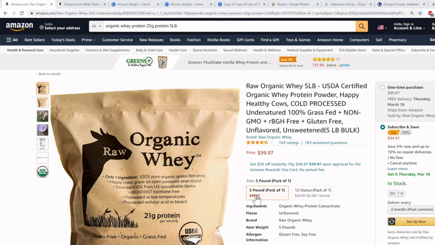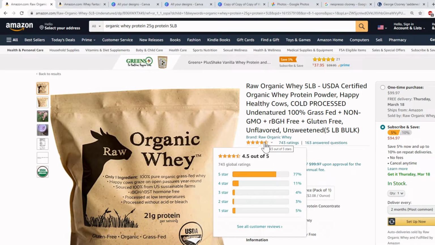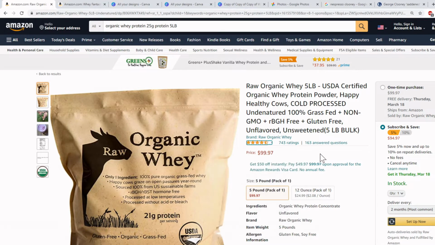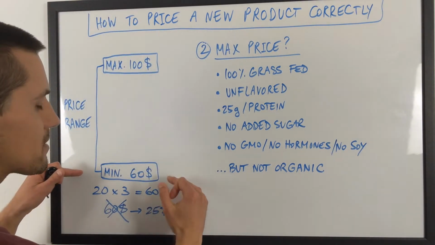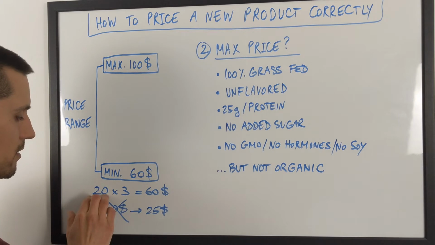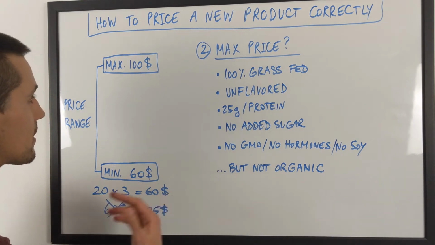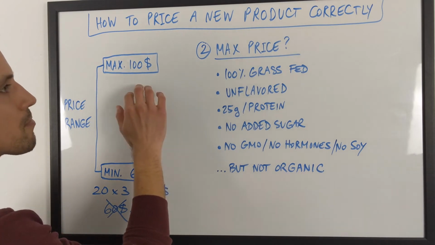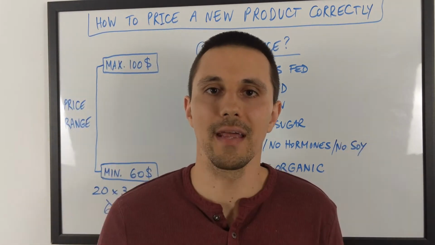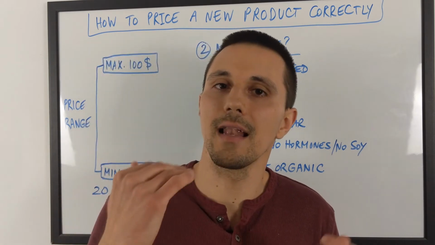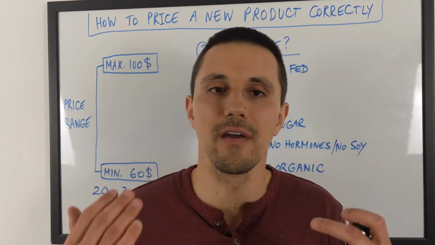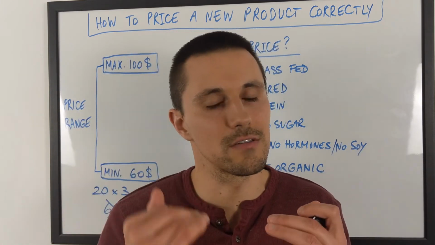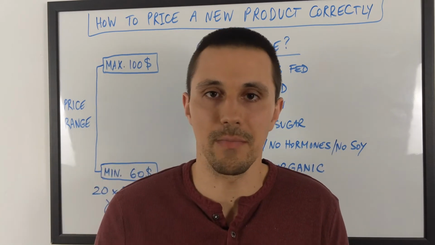So my max price is my most premium competitor that sells well and has good reviews. In this case, the company has 700-something reviews, so that's a good estimation. So you know your minimum price is 60, because the $20 cost times 3 gives me 60, and my max price is 100, because my best premium competitor sells at 100. And because I'm not selling USDA organic protein powder, I cannot actually sell above him. Why should someone buy something which is not organic and pay more than for something which is organic, right?